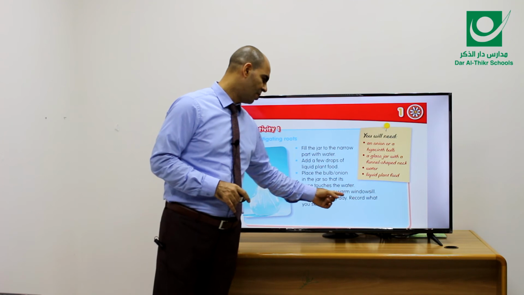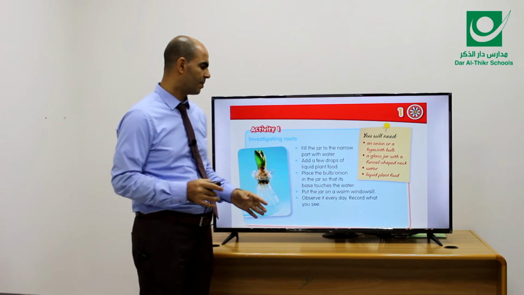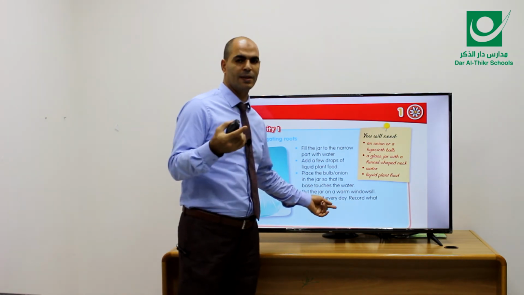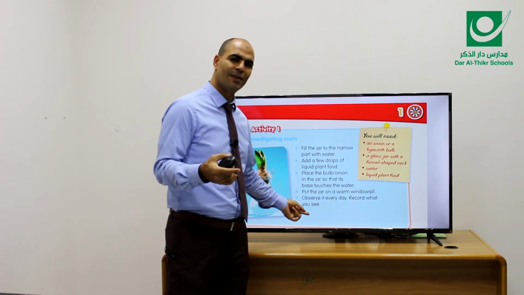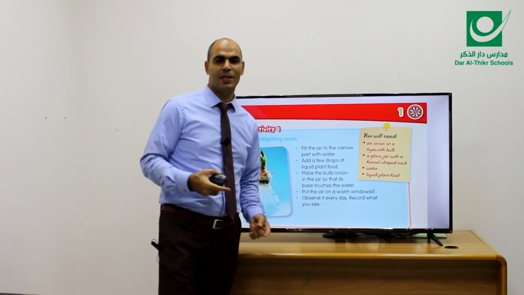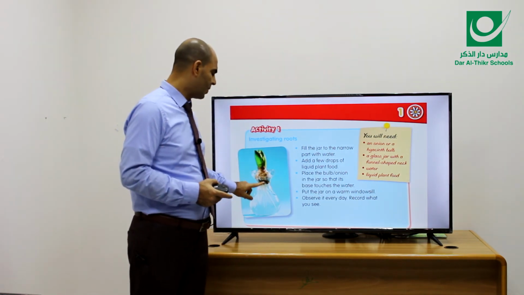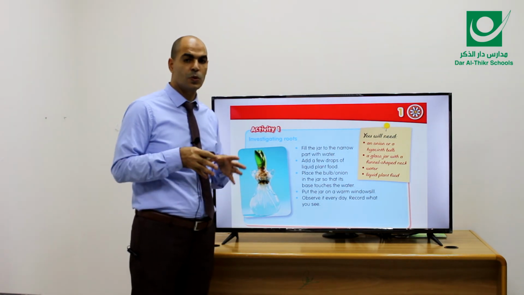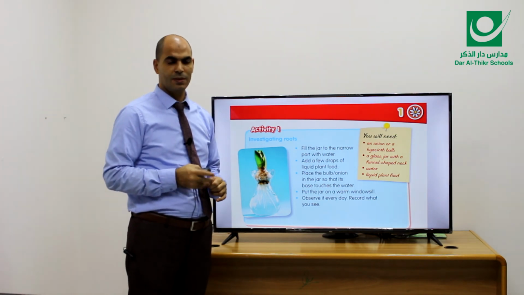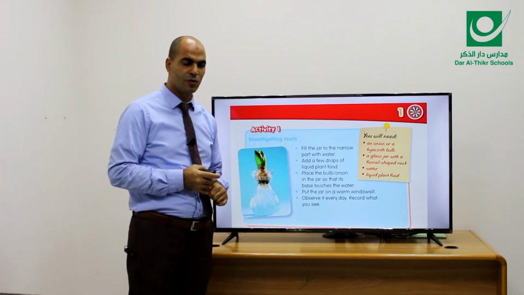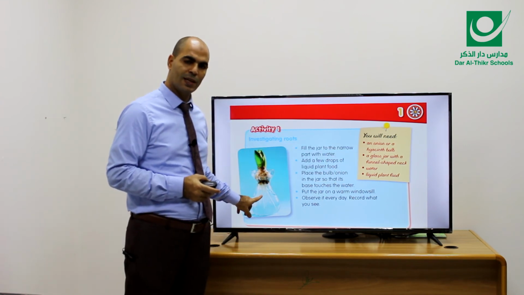Put the jar on a warm windowsill. Take it and put it next to a windowsill. Observe it every day. Keep it for some weeks and observe it. Record what you see. We did this experiment last year, and we found out that the roots grew, and the plant also grew. Try to check it yourself at home by bringing these things and doing such an experiment at home.